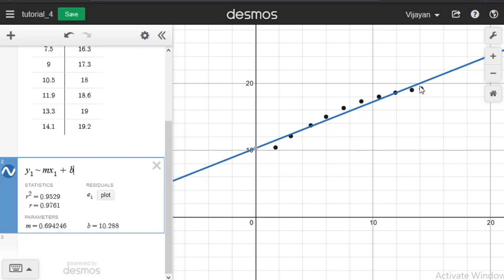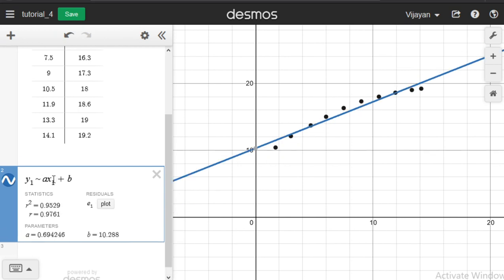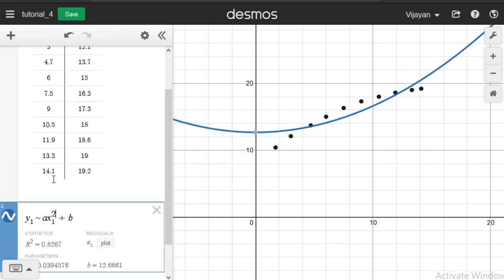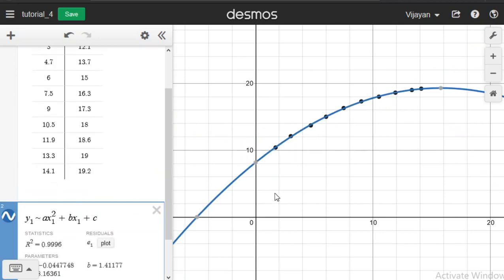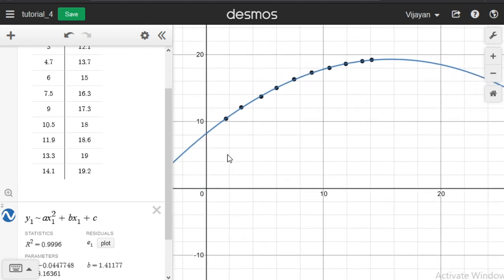So what we will do is increase the degree of the polynomial that we have taken for the regression. Here we have taken the polynomial of degree 1, that is the straight line. Now we will take the polynomial of degree 2, that is a quadratic polynomial. So what we will write over here, instead of mx1 we will write a x1 square plus b x1 plus c. This is a quadratic polynomial whose degree is 2 and it is seen that it is passing almost through all the points, touching them.